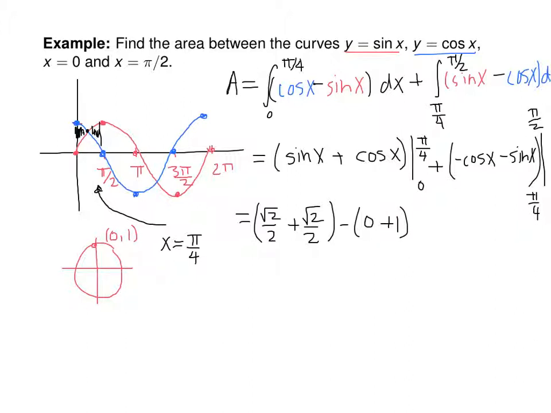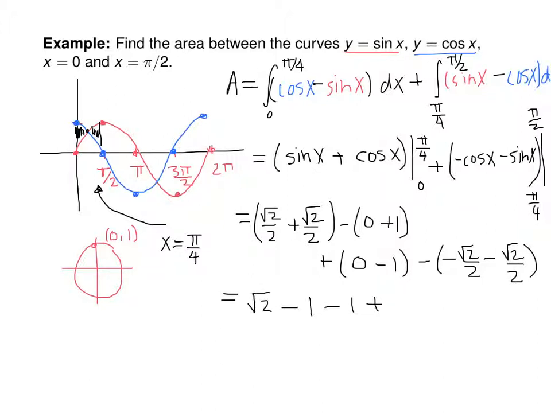Okay, plus, next we plug in pi halves. So cosine of pi halves is 0, but sine of pi halves is 1. So we have 0 minus 1, minus, plug in pi quarters, negative root 2 over 2 minus root 2 over 2. So we end up with root 2 minus 1 plus root 2, or 2 root 2 minus 2.